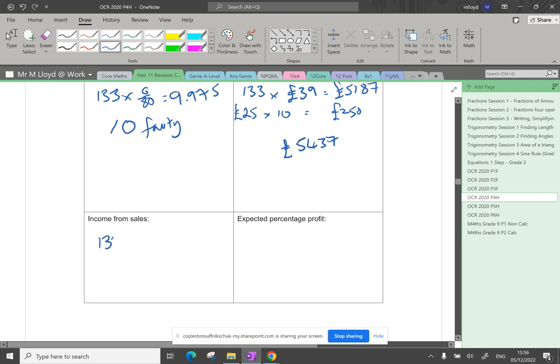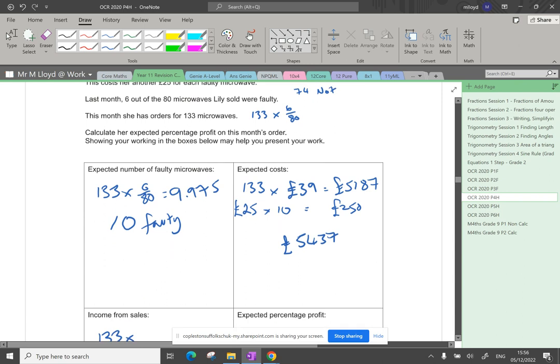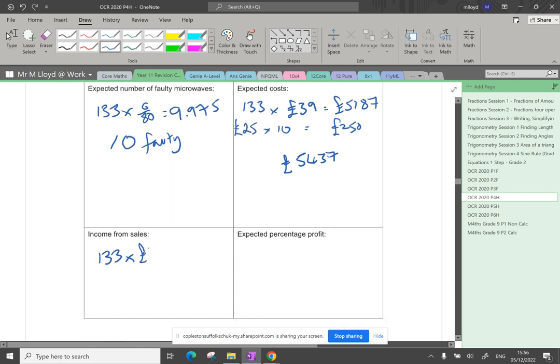Right, income from sales. So 133 times by the sale price of £60. 133 times by 60, that's £7,980. Right, the expected percentage profit. So 7,980, take away the 5,437, that's the costs. And then that's all going to be over the costs and multiplied by 100 so that we can work out what that is as a percentage.